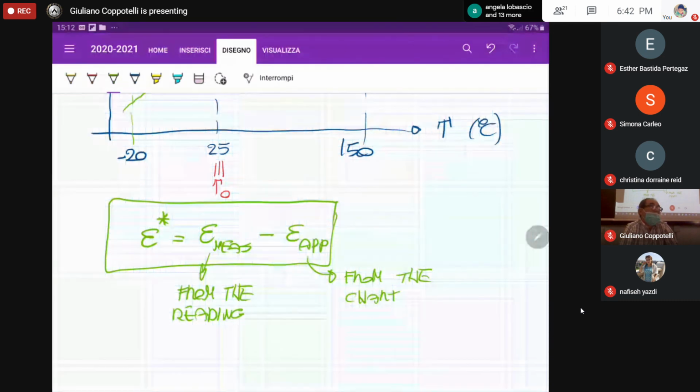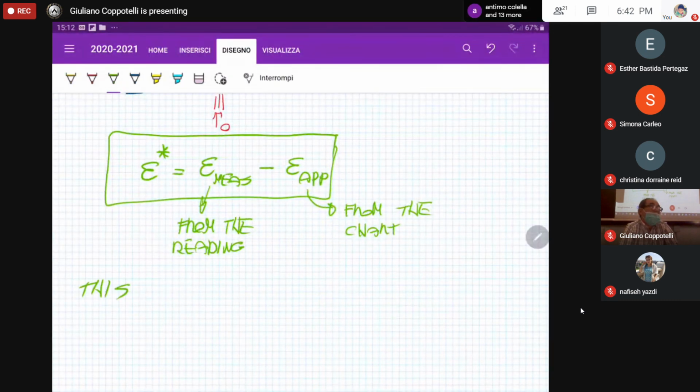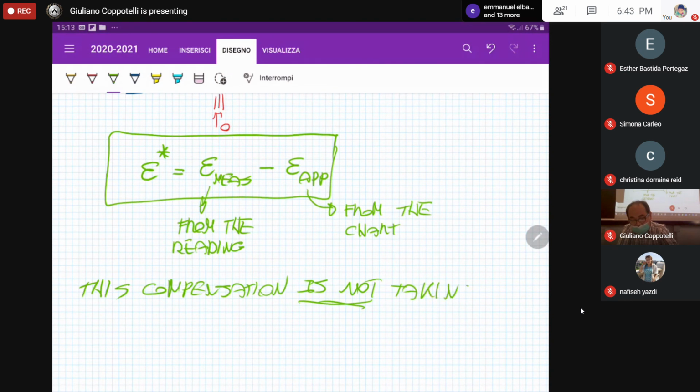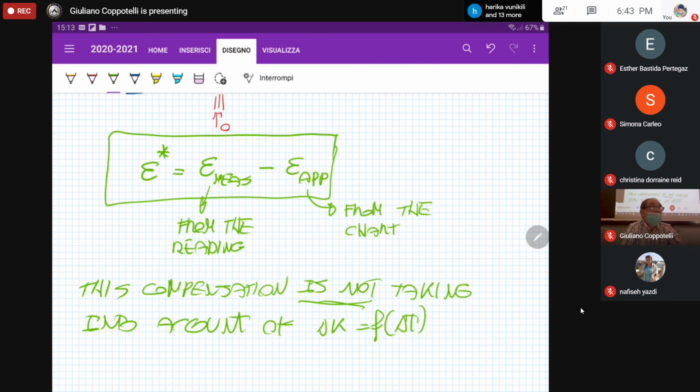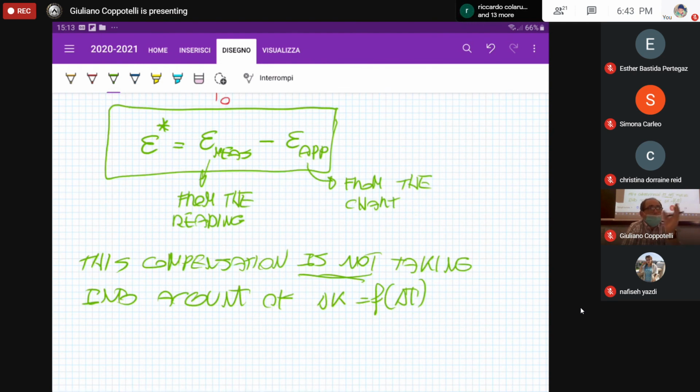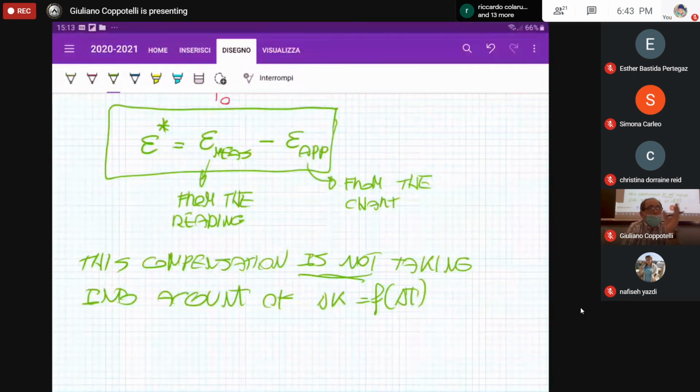Please note that this compensation for temperature is not taking into account delta K, that is the change of the gauge factor because of the change of temperature. Why that? Because it is a very, very small variation. Remember, we are about plus minus 1% in a very large temperature range, about 100.